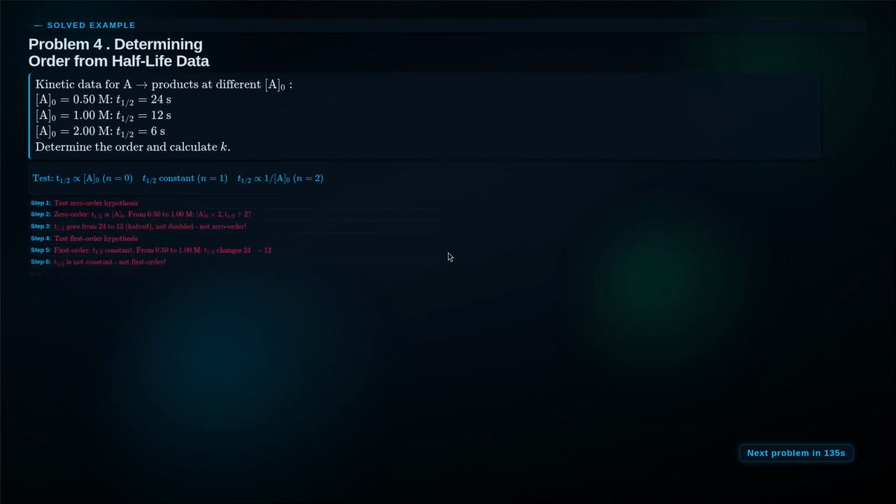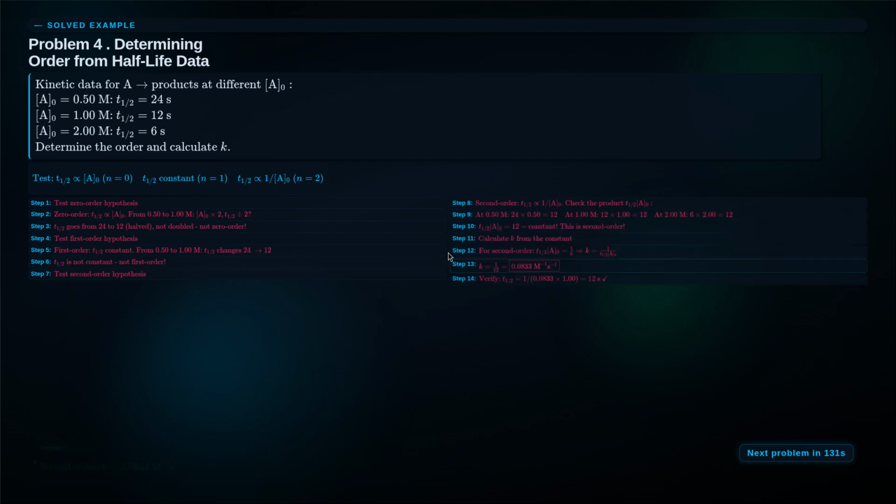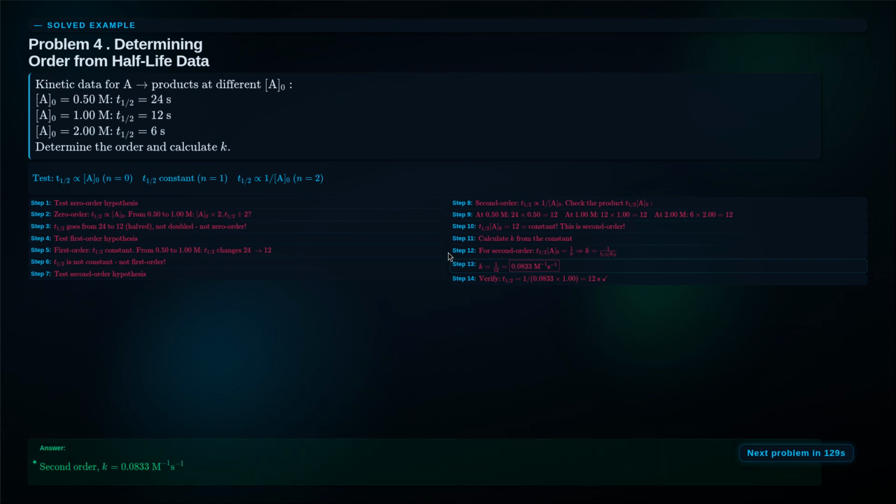Problem 4. Determining order from half-life data. Kinetic data at different initial concentrations. At 0.50 molar, T1/2 is 24 seconds. At 1.00 molar, T1/2 is 12 seconds. At 2.00 molar, T1/2 is 6 seconds. Determine the reaction order and calculate K.